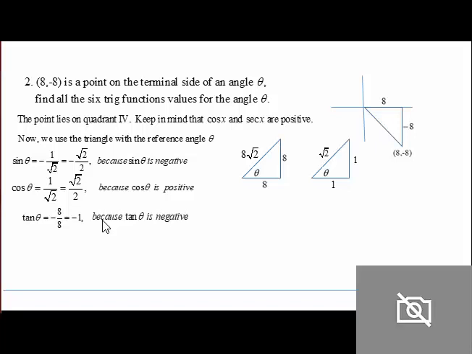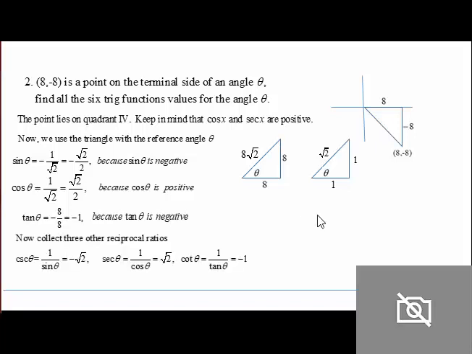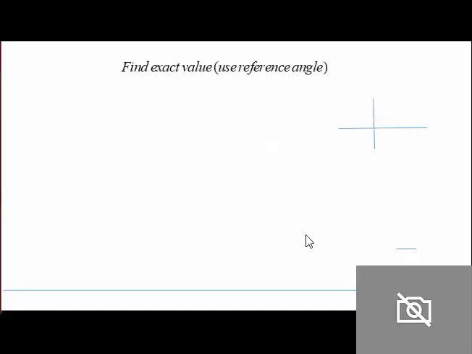Now the remaining 3. You know sine, cosine, and tangent have reciprocals: cosecant is the reciprocal of sine. So if you reciprocate this number, you get radical 2. Sine is negative, so cosecant is negative. Secant is positive because cosine is positive. Cotangent is negative because tangent is negative. So you are done.